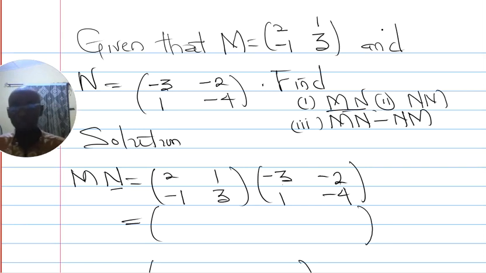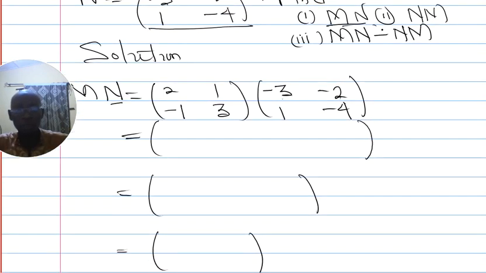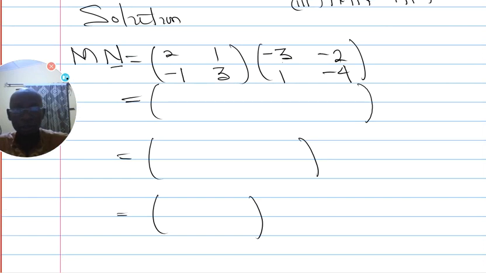So let us find the product of matrix MN and NM. We are given M to be [2, -1; 1, 3], and this is matrix N, which is [-3, 1; -2, 4]. Okay. Now to find the product MN, just follow this principle.